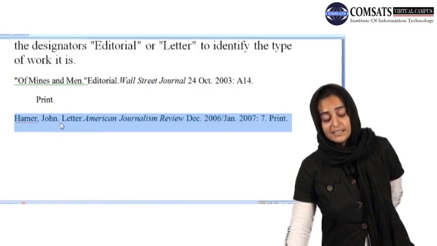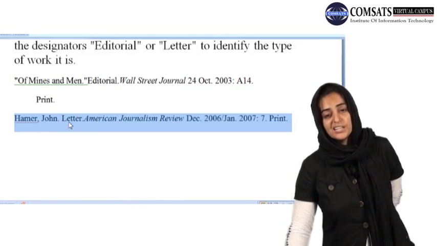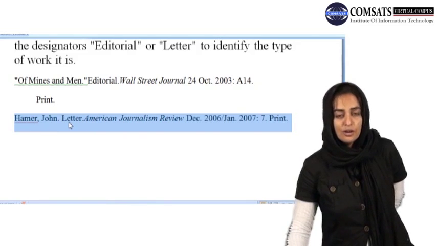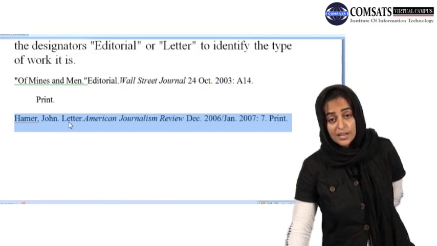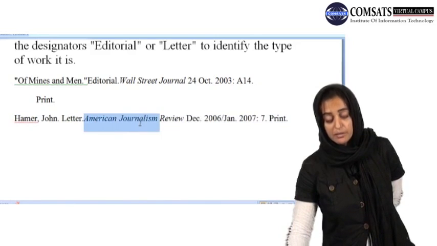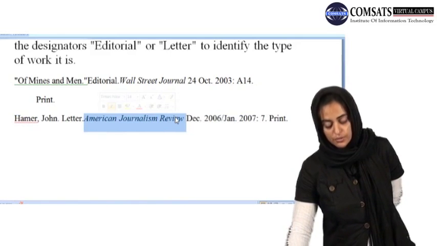The word letter comes now. That shows that it is the author of a letter. But where was the letter written to? American Journalism Review. It might be a magazine, might be a newspaper. In italics, the name of the main periodical, the name of the main magazine or the journal.